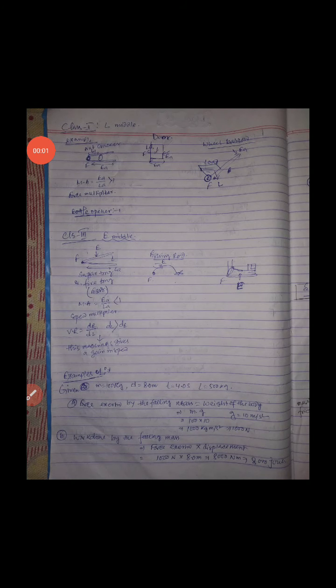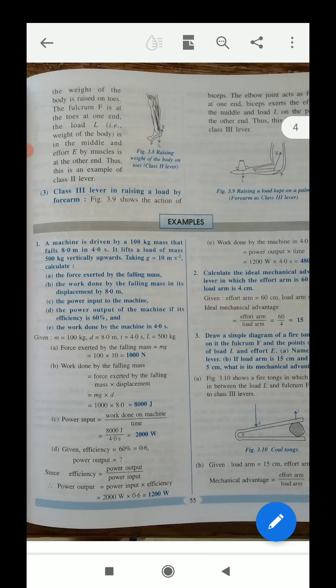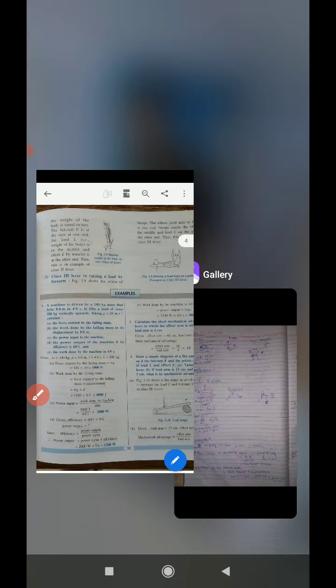Hello my dear students. Now I will discuss one example which is already solved in your book, but for your better understanding I will explain. Okay, this one. Everyone read this question and let's check how it has been solved.